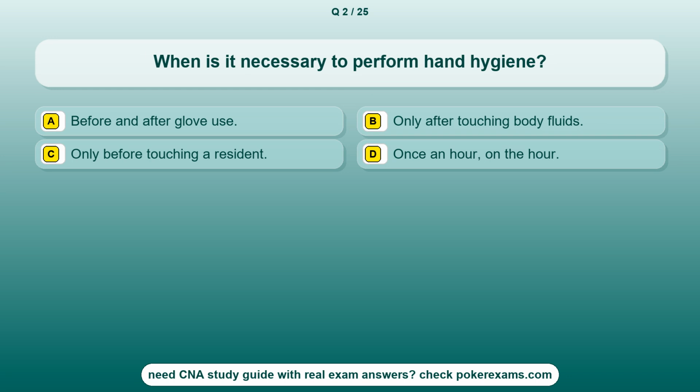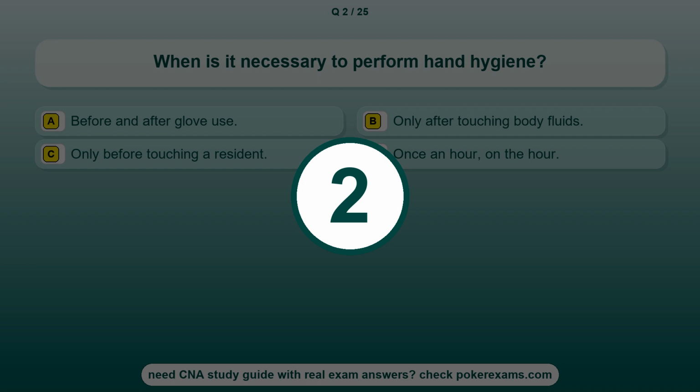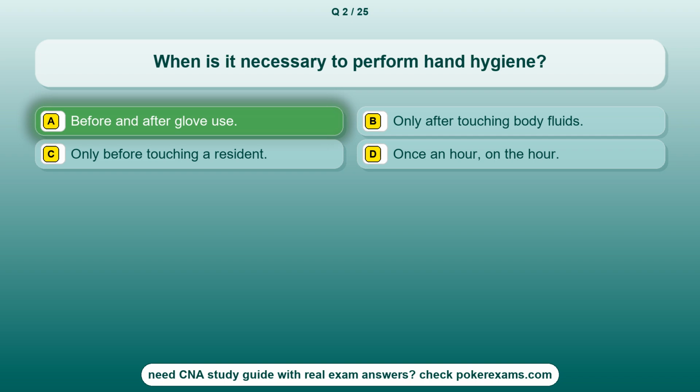Question 2. When is it necessary to perform hand hygiene? Option A, before and after glove use. Option B, only after touching body fluids. Option C, only before touching a resident. Option D, once an hour, on the hour. The correct answer is option A, before and after glove use.